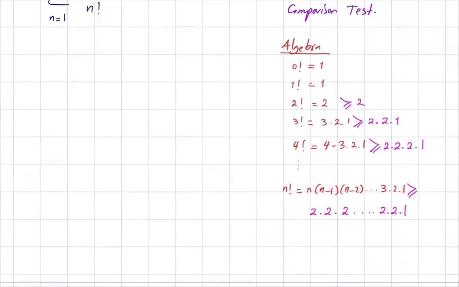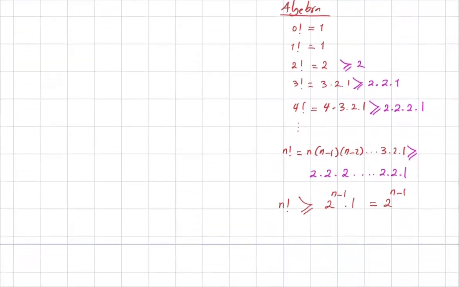So what is my observation here? My observation is n factorial is more than or equal to 2 to power n minus 1 times 1, which is basically 2 to power n minus 1. All right, very good. So why is this helpful? Because if I flip this, 1 divided by n factorial is less than or equal to 1 divided by 2 to power n minus 1. Nice and easy.